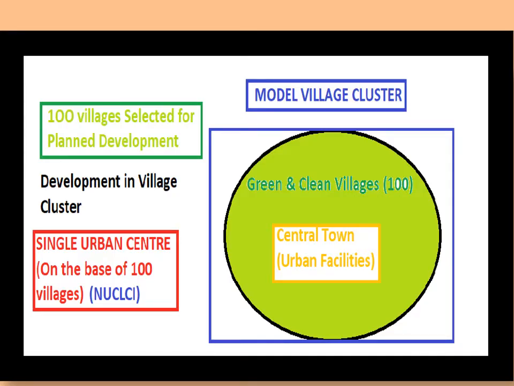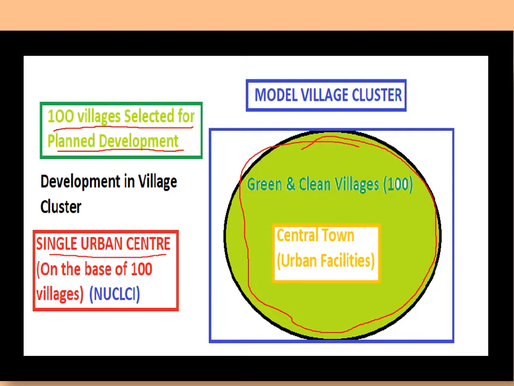Here, 100 villages are selected for rural development as a clustered village. Suppose those green areas are the areas of 100 villages, and for the development purpose, those 100 villages are selected. On the basis of these 100 villages, a single urban center, the central town, will be developed in the center with a population of 50,000.